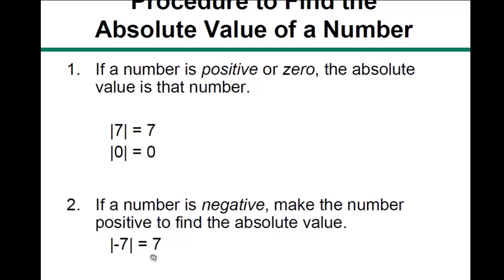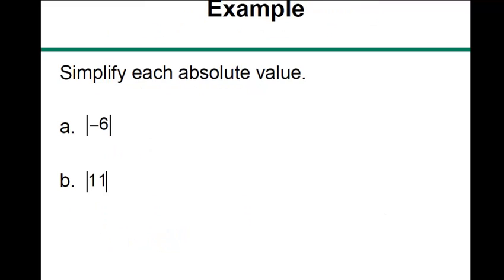Let's see if we can simplify a couple on our own. Look at the absolute value of negative 6 and the absolute value of 11. What do you get? Hopefully you got 6 and 11. Notice, anytime on these, the absolute value, the answer, becomes positive. And that will be the case as long as there's nothing out front.